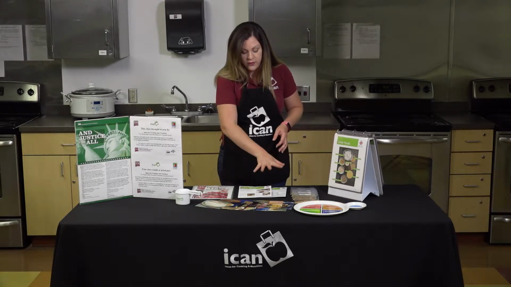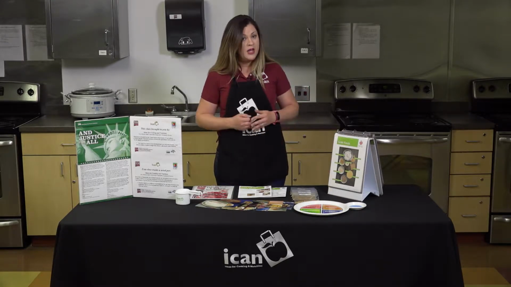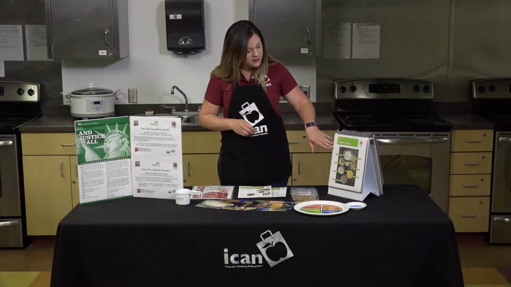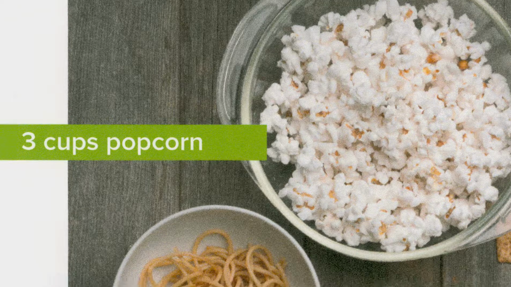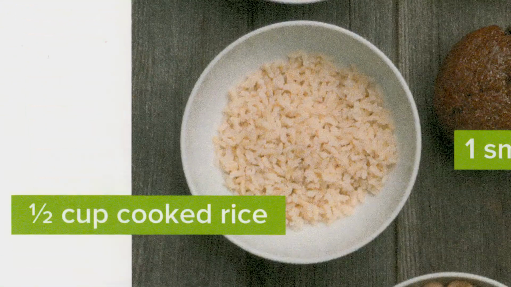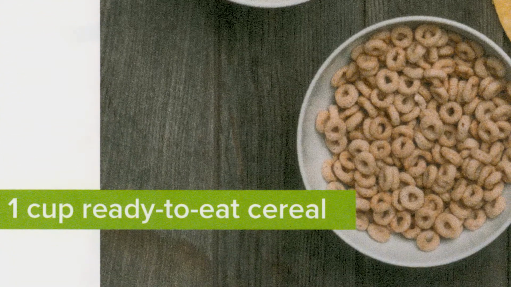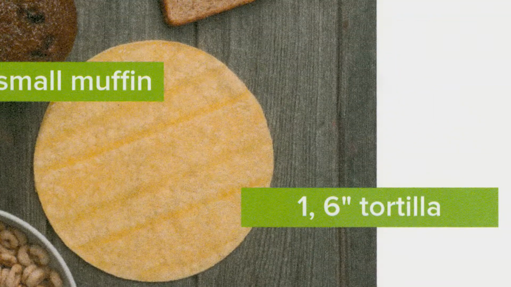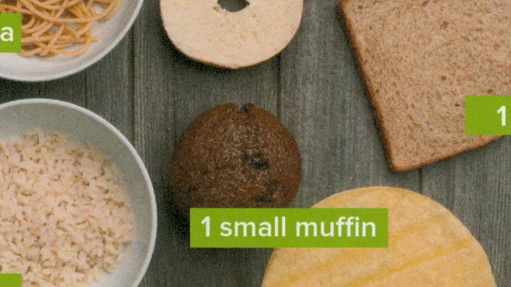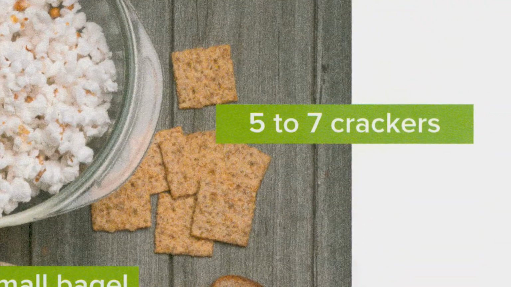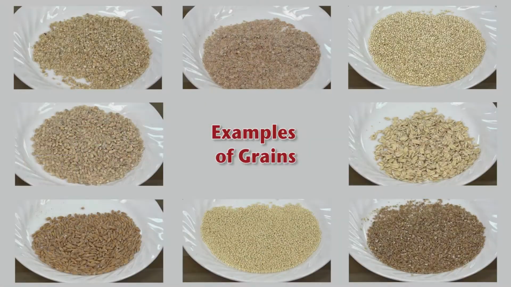I'm going to be showing a variety of pictures of what counts as grains. Here on our flip chart, we do have some general examples, which are popcorn, cooked pasta, cooked rice, ready-to-eat cereal, tortilla. This is a corn tortilla. We have a slice of bread. We have half of a bagel, a muffin, and some crackers there. I also have examples of different kinds of grains here, just to show that it won't always be oats or wheat. We do have several different types of grains.